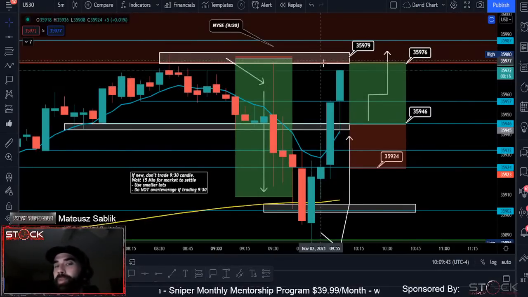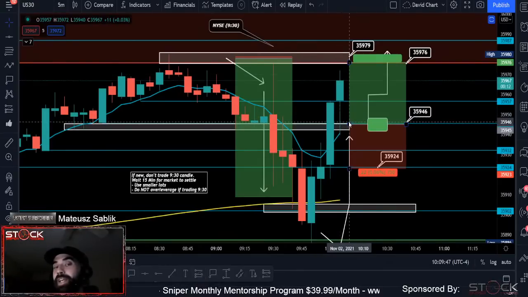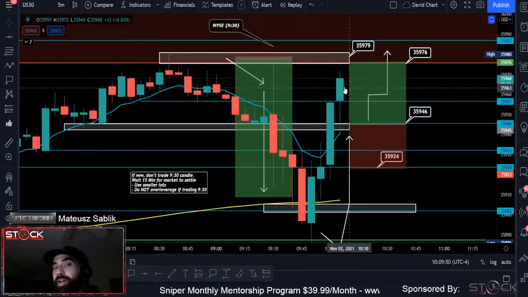You can see it's pretty much almost at TP 3576. It actually made a move before the first 15-minute candle, so look for that to be a concluded trade.